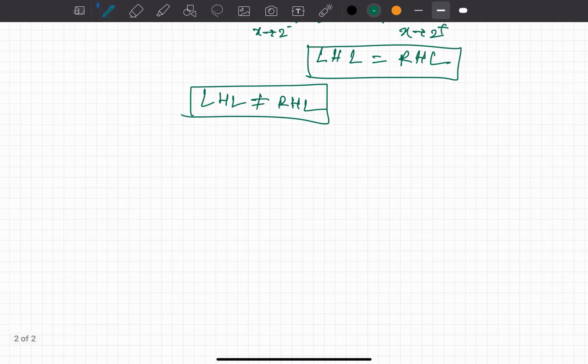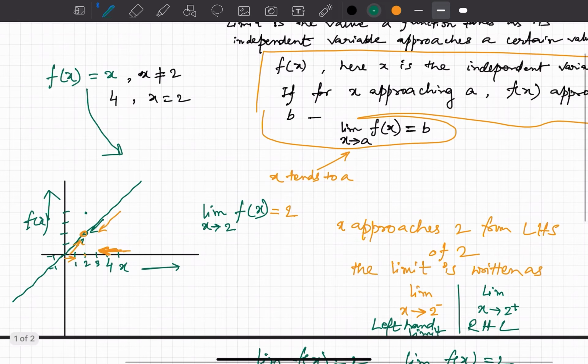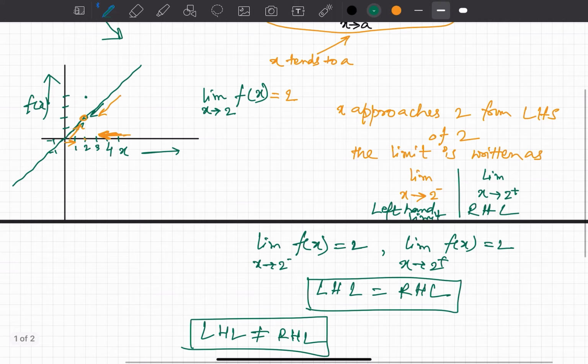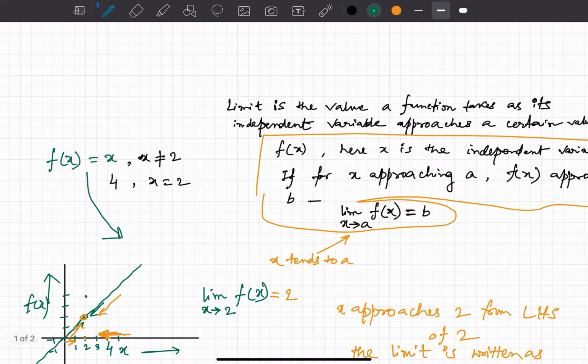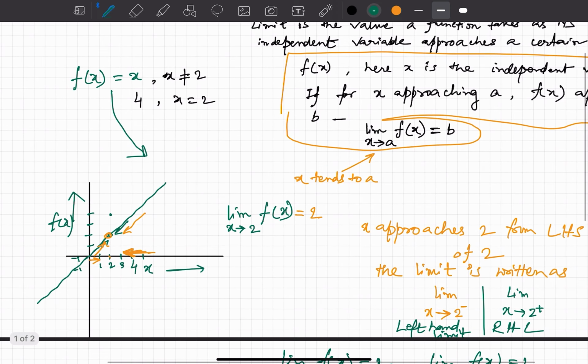So limit basically means that x is the independent variable, here we have considered it as x. x is approaching a certain value, and due to that the function f(x) is approaching a certain value, and limit means it is never equal to, it is always approaching.